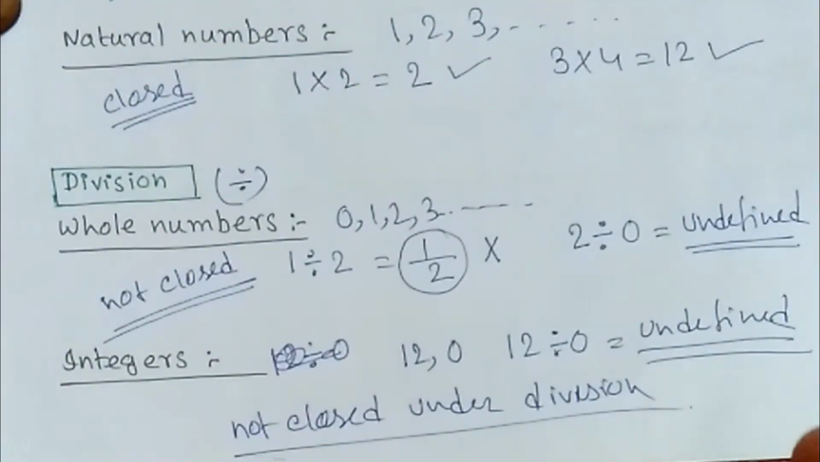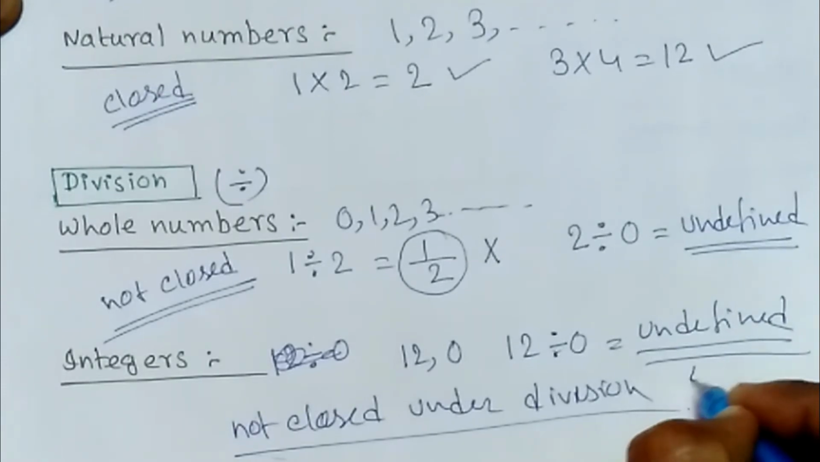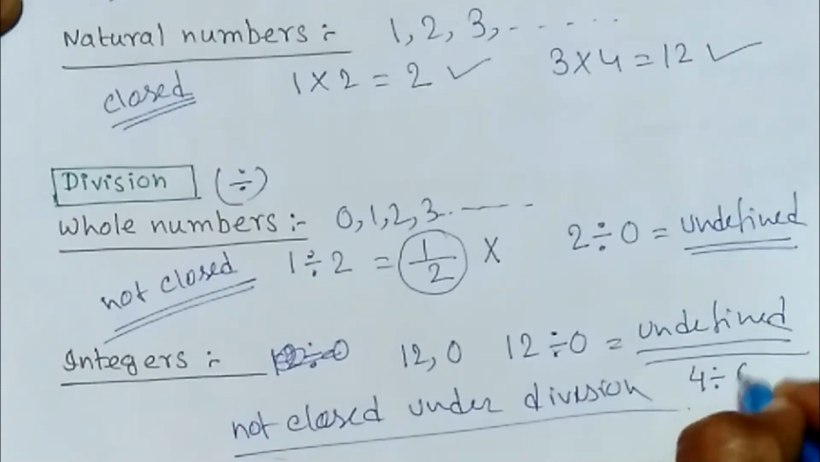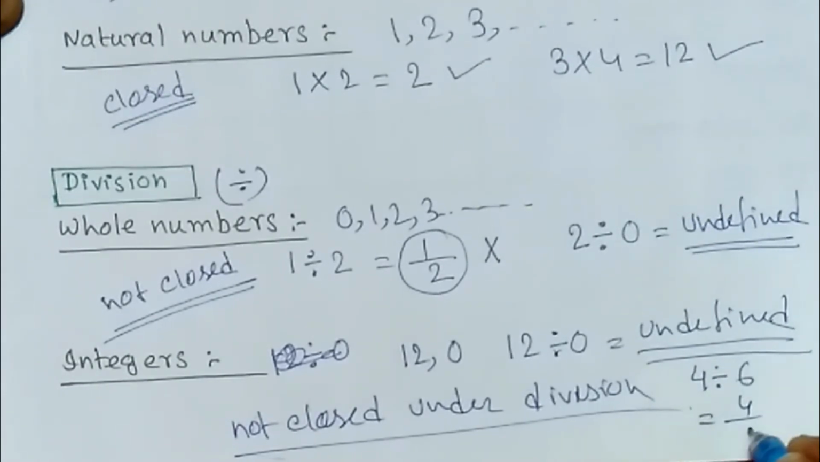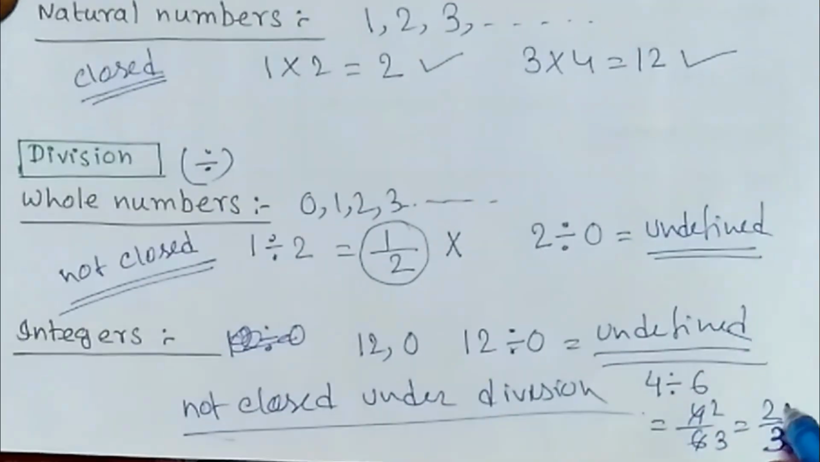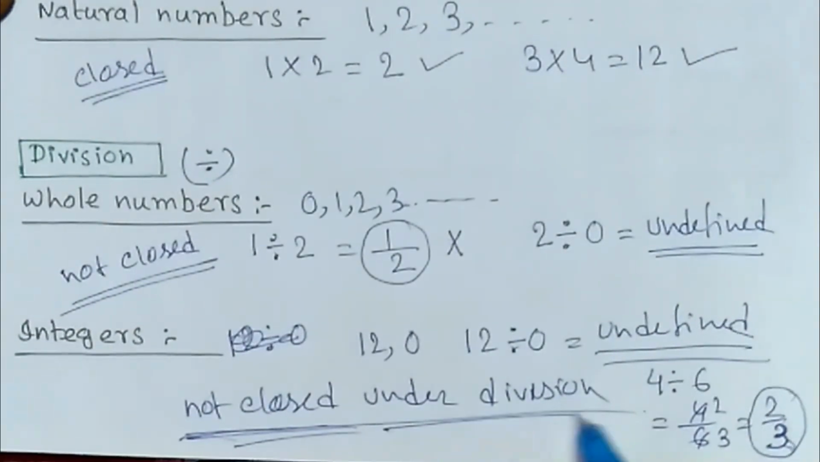Clear? Without 0, you may check, if we divide 4 by 6, then this will give us 4 by 6, which is 2 by 3. Now look, 2 by 3 is not an integer, this is a fraction.